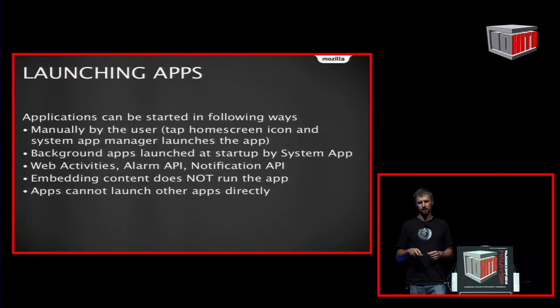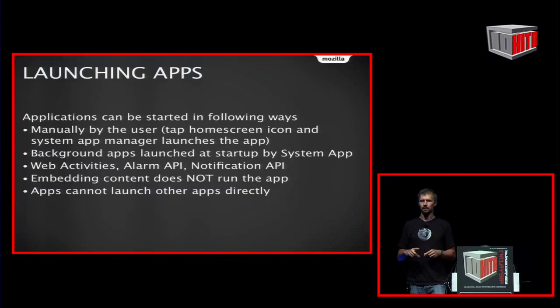A notification API is something similar in the sense that you might have a push notification, right? So your app has received a message and it goes into the notification bar and the user says, oh, I want to go take care of this. And they click on that notification in the notification bar. That'll launch the app to handle that notification.